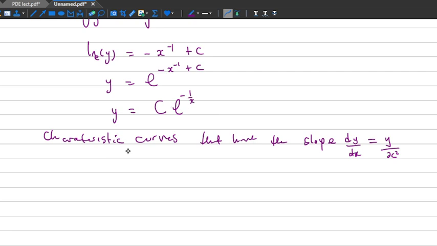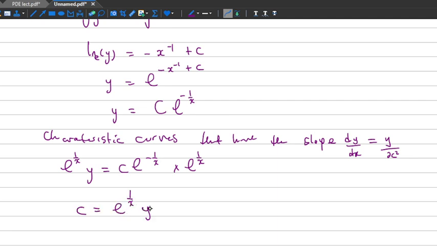So making c the subject of the formula, first of all we have y equals c e to the negative 1 over x. What do you think we can do to make c the subject? Do we divide by that? Yes, we divide by that, or we can just say times e to the 1 over x on this side, so that these powers will add and we're going to have e to the 0.